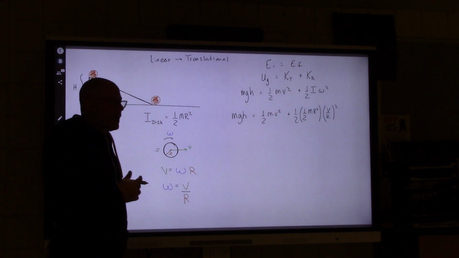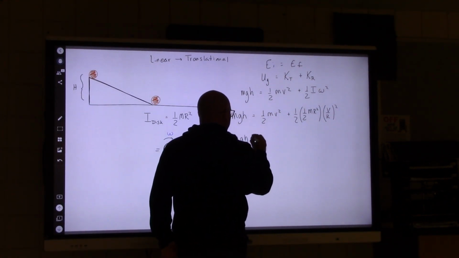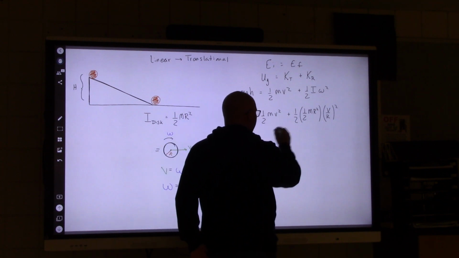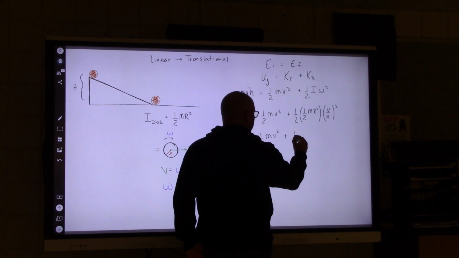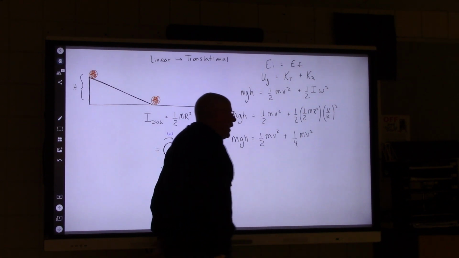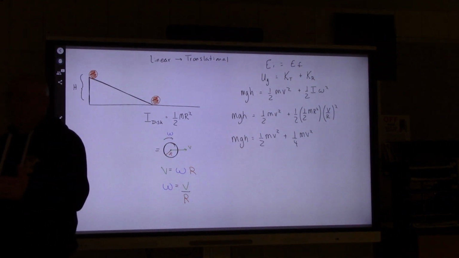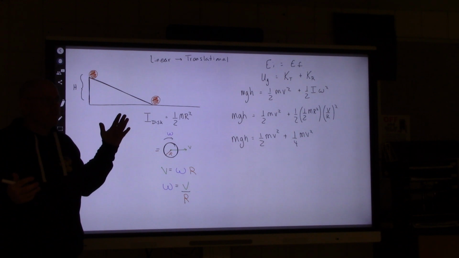You're like, it's not that interesting, Dad. I promise it is. So on the left side, I have mgh. On the right side, I have 1/2 mv squared plus 1/4 mv squared. What happened to the r's? They magically disappeared, right? Because you have r squared over r squared. How awesome is that?